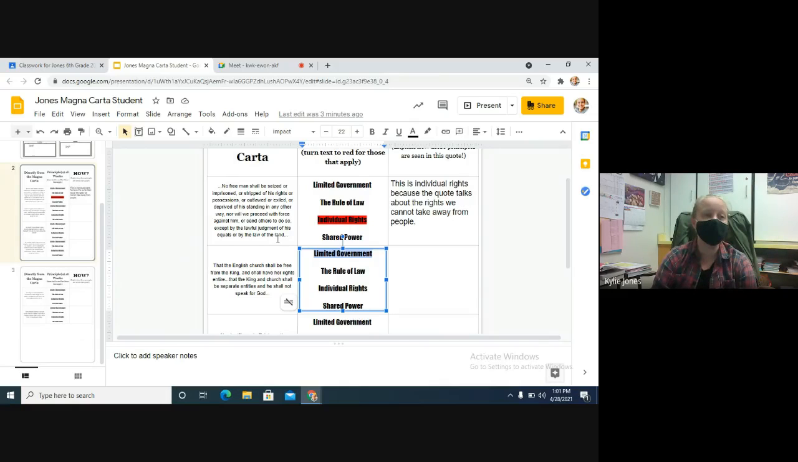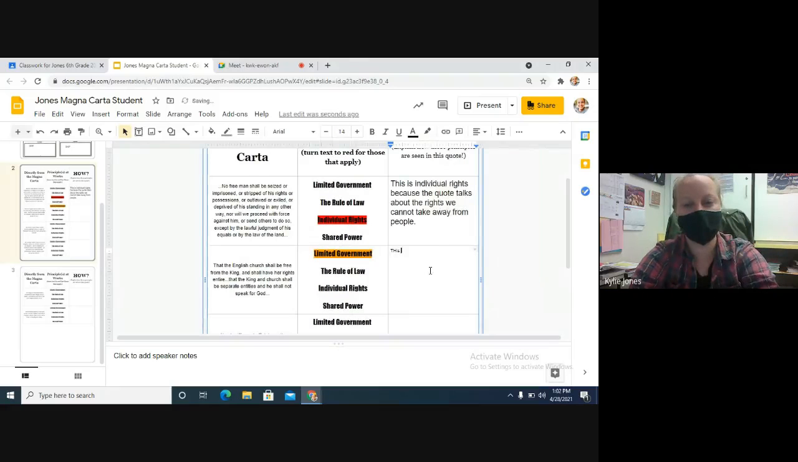So for this one, it's limited government, because limited government means that the king is not all powerful. Limited government means that they choose a king based on the ability to be a king and not because God said that they were going to be the king, right? So limited government, I'll make it bigger in a second. This is limited government because God does not choose the king anymore. Okay, I'll make that bigger for you guys.